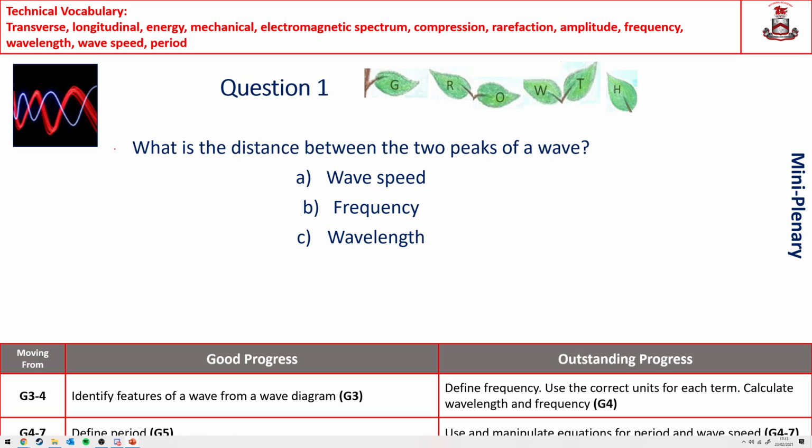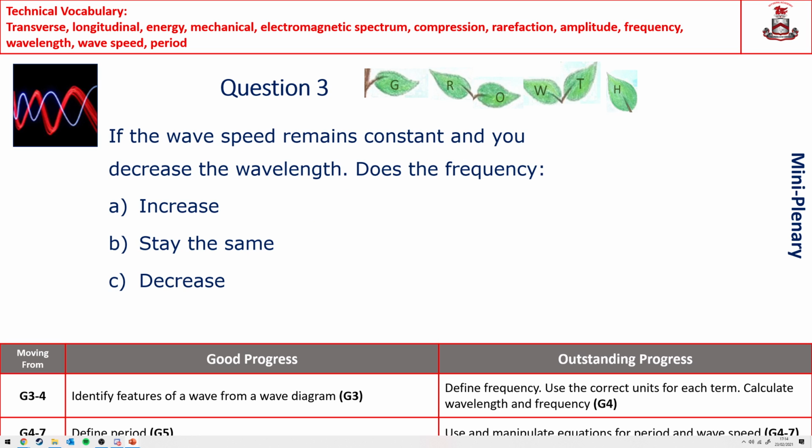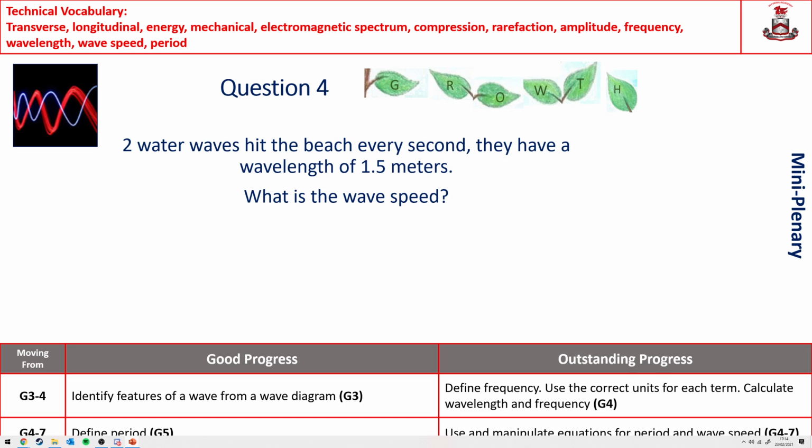What is the distance between 2 peaks of a wave? That is the wavelength. Question 2. If the wave speed remains constant and you increase the frequency, the wavelength will decrease. Question 3. If the wave speed remains constant and you decrease the wavelength, the frequency will increase. A higher frequency and a smaller wavelength mean more energy. Generally, a more dangerous wave.